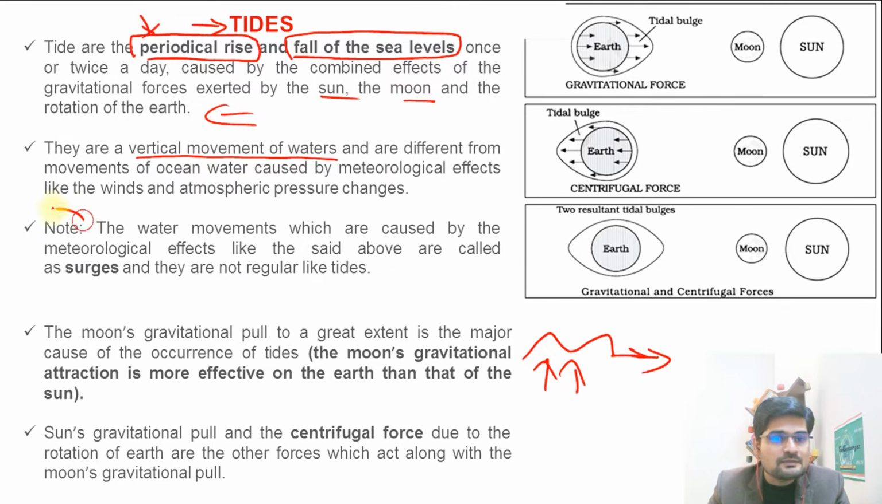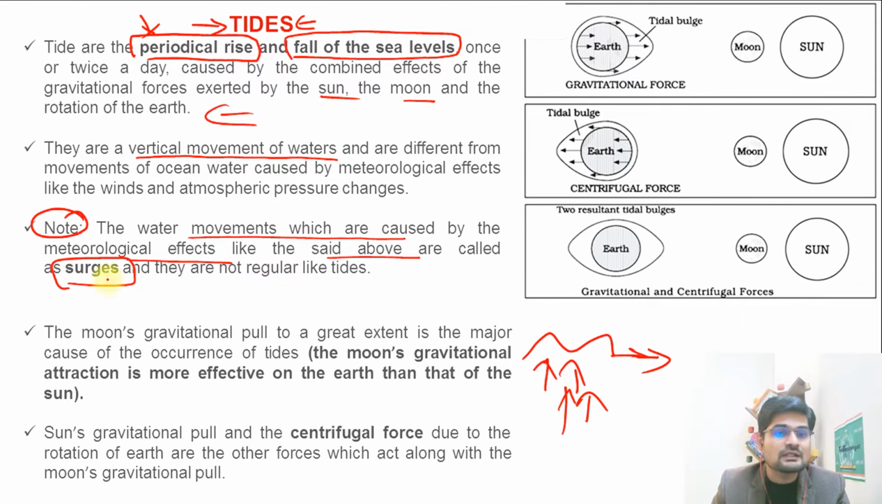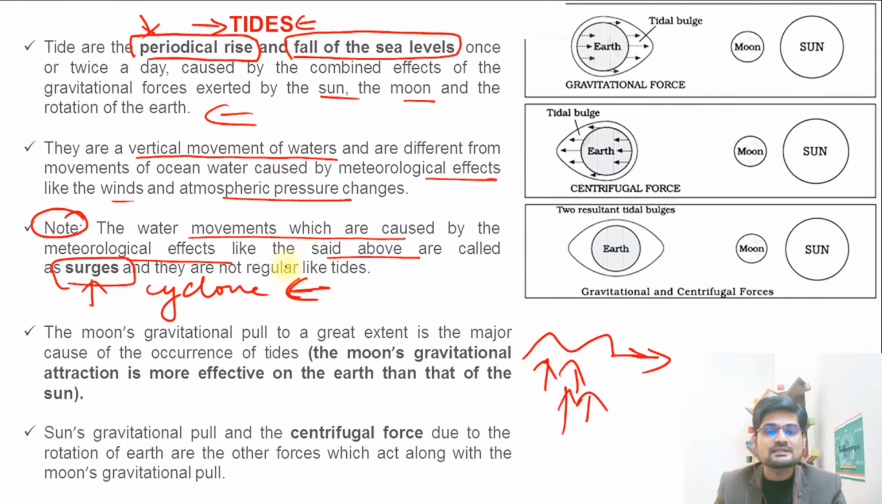So here is an important point to note: water movements which are caused by meteorological effects like said above are called surges. Now remember, when there is a tidal action which is vertical, not horizontal, these are also termed as surge, because a surge is the upward movement, right? It is not like a regular tide. Because of certain meteorological factors as well, the movement of water surges. So during a cyclone, we tend to use this word surge as well. So the surge along with the tide, when it combines, is a greater force. That is what we see, right?